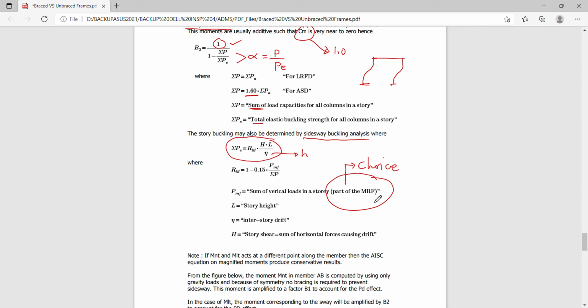L is the story height. I think this is eta, no? Eta is the interstory drift, and H is the story shear, the sum of the horizontal forces causing the drift. So take note that the summation of Pe can also be determined using the Euler elastic buckling formula. So this is pi squared EI all over KL squared.